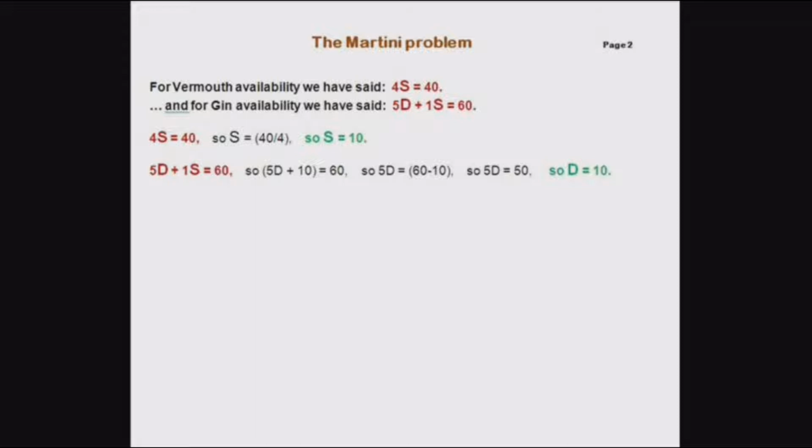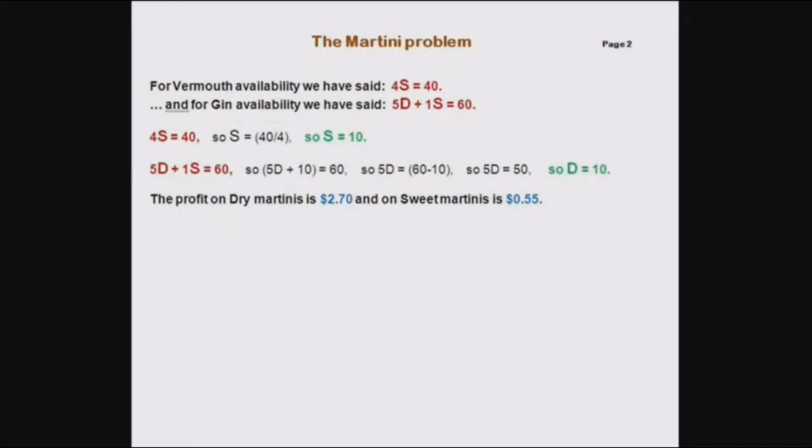So 5D equals 60 minus 10, so 5D equals 50. So D equals 50 over 5, so D equals 10. So the bartender can mix 10 dry martinis and 10 sweet martinis and uses up all of the gin and all of the vermouth. However, as you know, in real life, everything gets more complicated when money becomes a factor.